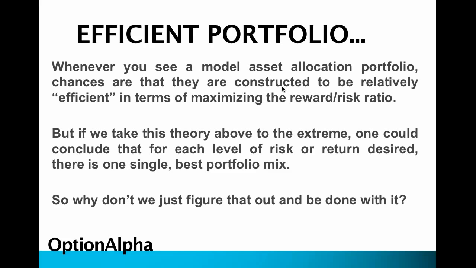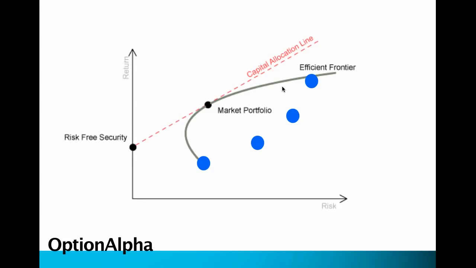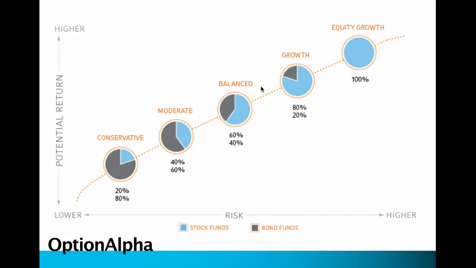But if we take this theory above to the extreme, one could conclude that for each level of risk or return, there is a single best portfolio mix, right? We've already proved that just because you have stock A and stock B in a portfolio doesn't mean that stock A and C could potentially be less risky and better for your portfolio. Again, this is where the efficient frontier comes in, right? We have this optimal set of portfolios, and it's right along this green line here that we've drawn. These stocks that are inside this green line, all the blue ones here, are relatively inefficient because for the same level of risk, we could be making much higher returns.